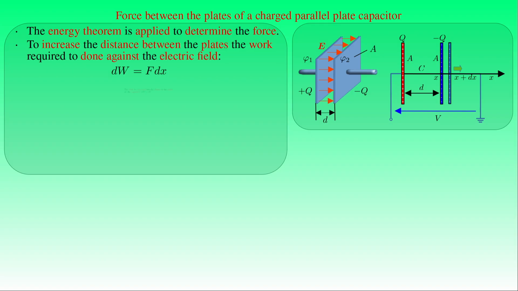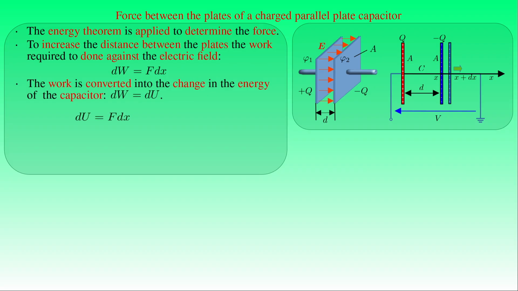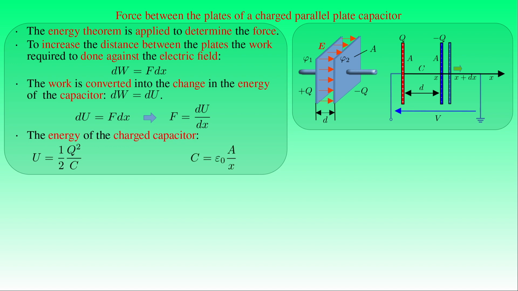This infinitesimal work is converted into an infinitesimal change in the energy U of the capacitor, that is dU is equal to dW. Then it is also equal to F times dx, and the force F can be written as the derivative of the energy U with respect to the distance x. The energy U of the capacitor is given by the charge Q squared over 2 times the capacitance C of the capacitor, where the capacitance for parallel plate capacitors is equal to epsilon naught times the area A of the plates over the distance x between the plates. Then the energy U is expressed as a function of the instantaneous distance x between the plates.